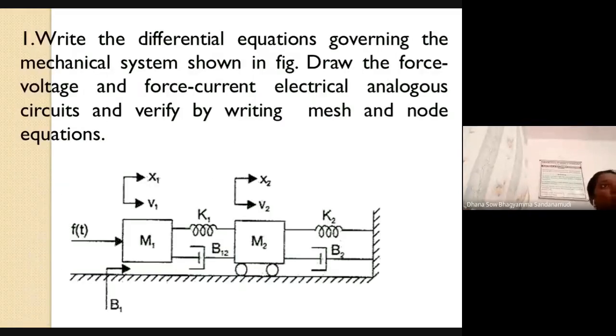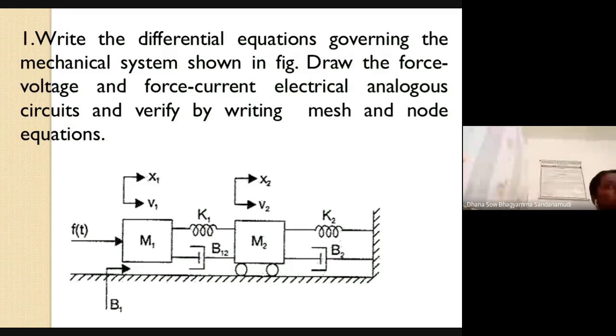Whenever a mechanical translation system is given, first of all, we will see how many masses are there. Two masses are there. What are their corresponding displacements? X1 and X2 are the corresponding displacements. What are their corresponding velocities? V1 and V2. You must carefully observe. Initially you must check how many masses are there in the given system. So I have two masses, M1 and M2. Displacements are X1 and X2.